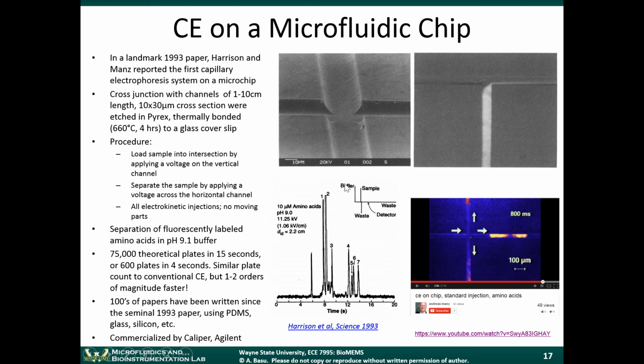So the buffer, again, the buffer is loaded on this side. The whole chip is first filled with buffer. Sample is loaded from top to bottom, and then you apply voltage from the buffer to the waste to get the sample to go to the right and separate out.